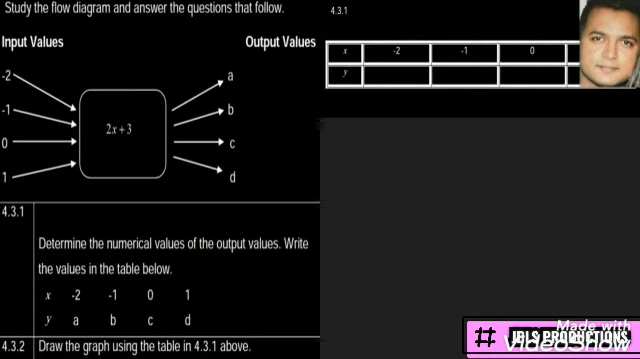Study the flow diagram and answer the questions that follow. Here we have the inputs and the outputs given to us, and it tells us to determine the numerical values of the outputs and write the values in the table below. These are more or less the values we generally use when we are drawing a graph: 0, 1, minus 1, minus 2 and 2. So it's leaning towards this type of question and practice for you.